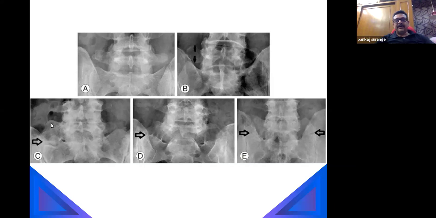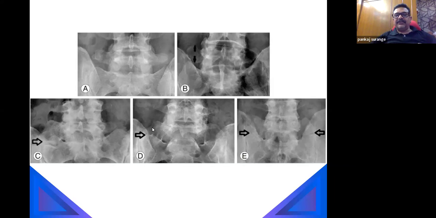Similarly, here you can see there's a long, big transverse process, and it is trying to fuse with the sacrum, but it is not completely fused, so it behaves like a joint. Now these joints are the pseudo joints. When we say pseudo joints, it means they do not have a capsule, they do not have any articular surface. They are just bone over bone rubbing against each other.